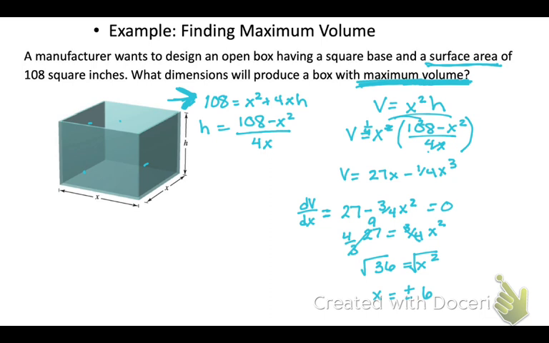But x is the length of the bottom, yes? Can I have negative 6 inches as a length? No. So the answer is plus or minus 6, but the only good answer is 6 inches. The question is, what are the dimensions that will produce the box with the maximum volume?